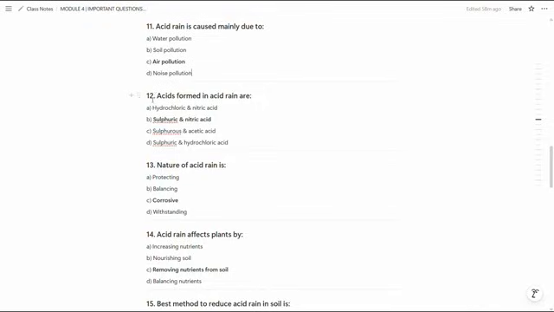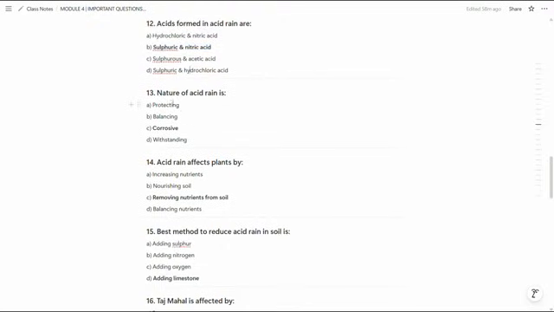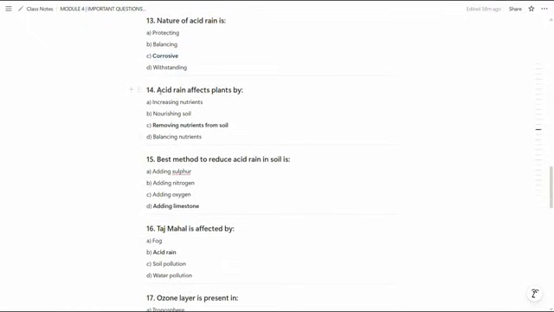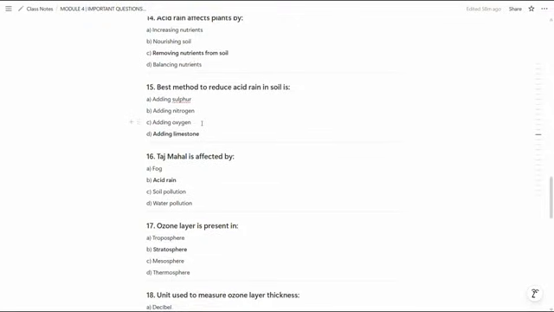Now the 12th question is acids formed in acid rain are sulfuric and nitric acid. So B is the correct answer. Now the 13th question is nature of acid rain is corrosive. So C is the correct option. Now the 14th question is acid rain affects plants by removing nutrients from soil. So C is the correct option.